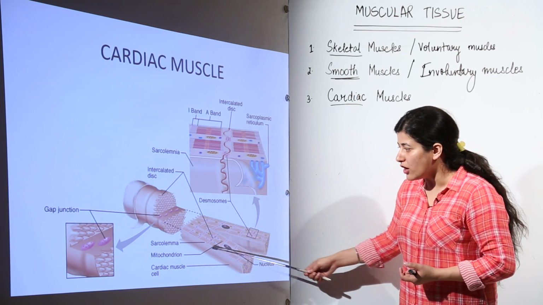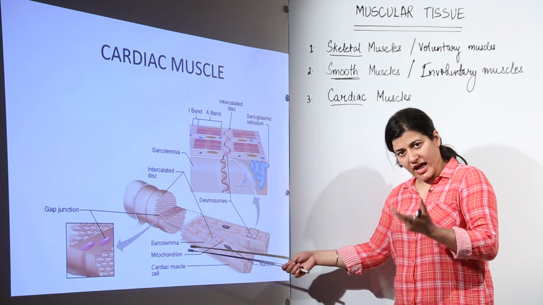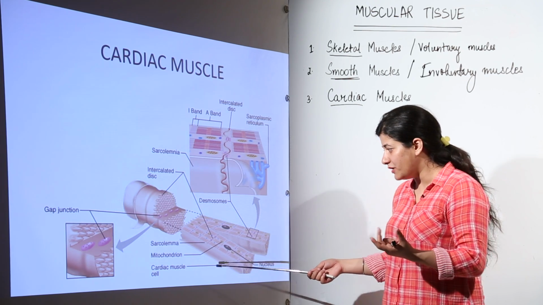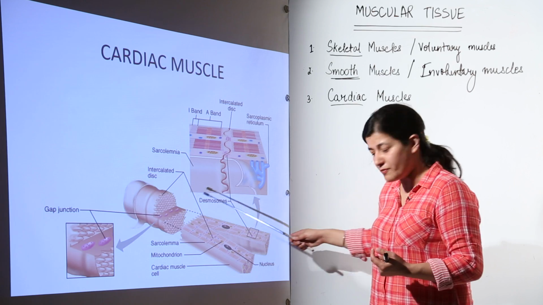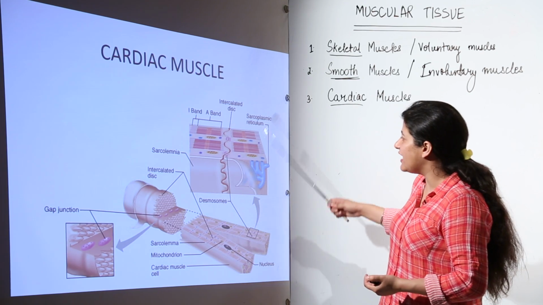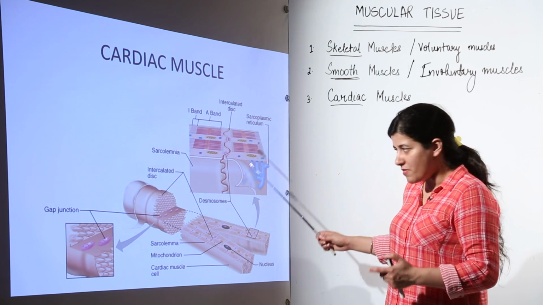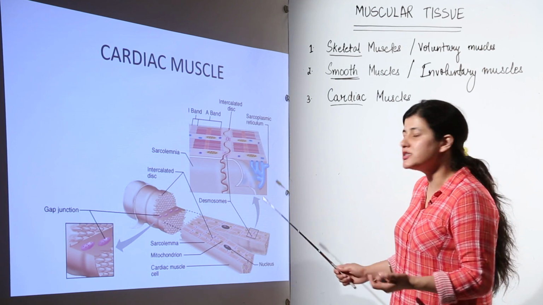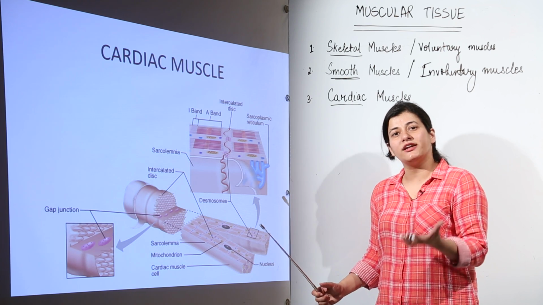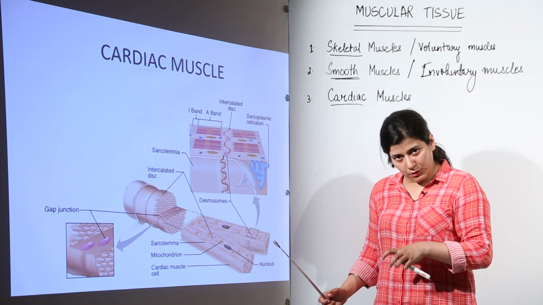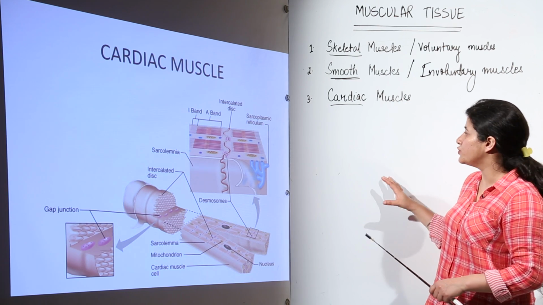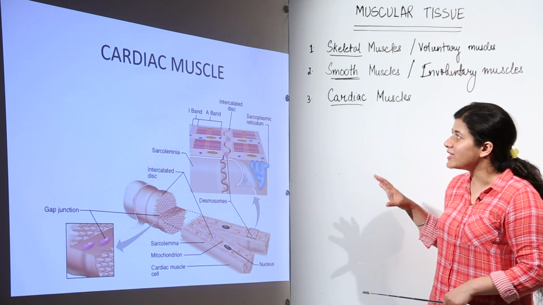There is a lot of supply of mitochondria because they have to continuously undergo contraction and relaxation. That is how the heart beats. So there is a presence of a lot of mitochondria inside it; they are nucleated, and they are striated. That is to be remembered. They are present in the heart. Their function is bringing about the contraction and relaxation of the ventricles so that the blood is pumped throughout the body through our heart. So these are the three types of muscular tissues which are present inside our body.